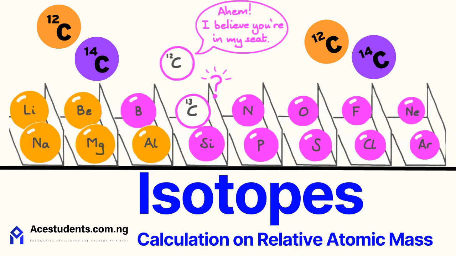Welcome to this lesson on isotopes. In this presentation, we will learn what isotopes are, how to interpret atomic symbols, why isotopes have the same chemical properties, and how to calculate the relative atomic mass.